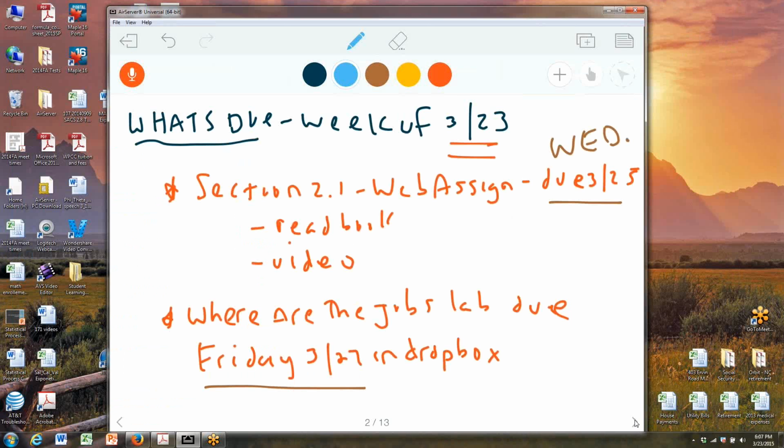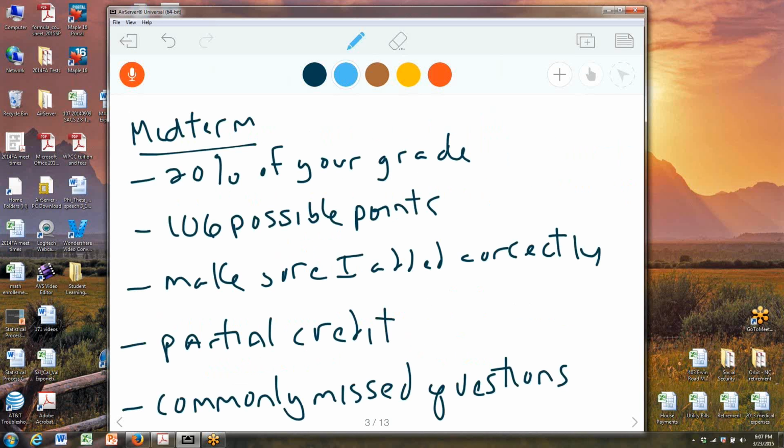Now the midterm is the next item up, and just to remember that the midterm is 20% of your overall grade. The midterm and final count for 40% of your overall grade. So half is the midterm and half is the final. And again, as a class, I thought we did very well on the midterm. I was very excited about the results.